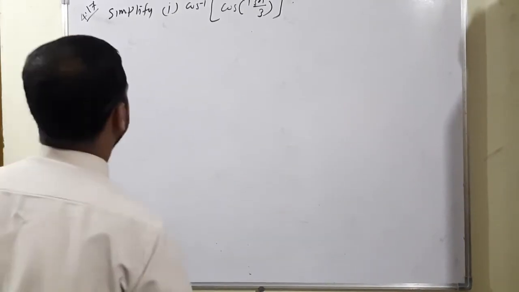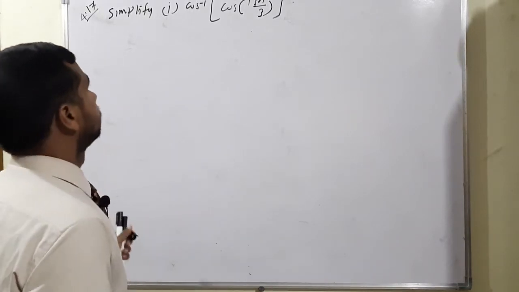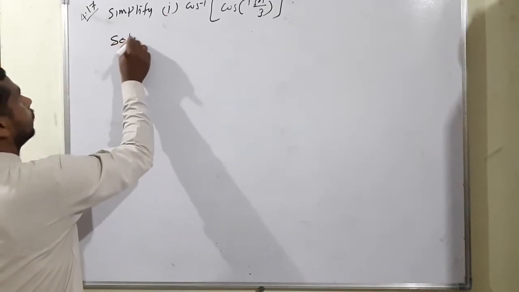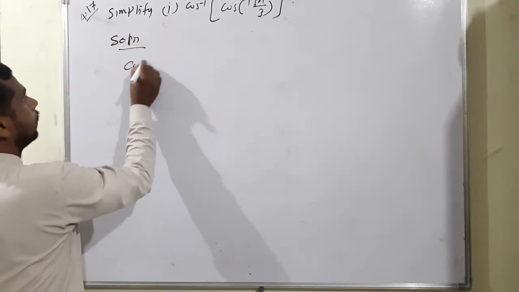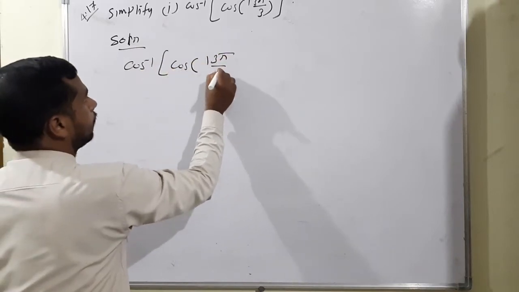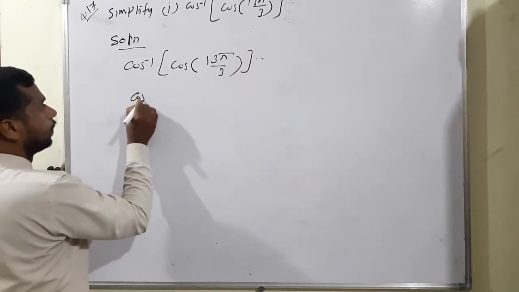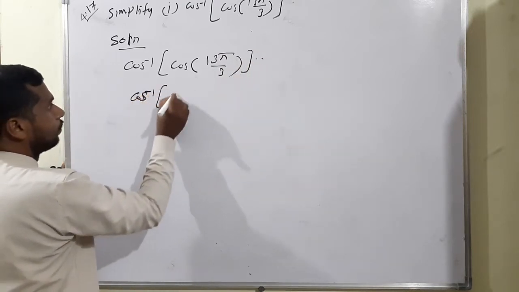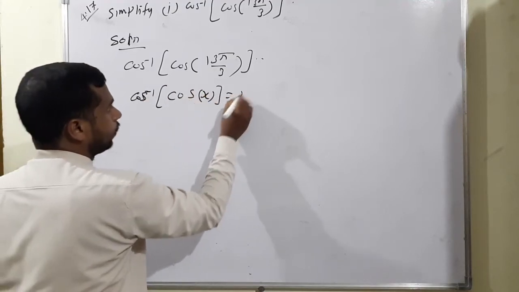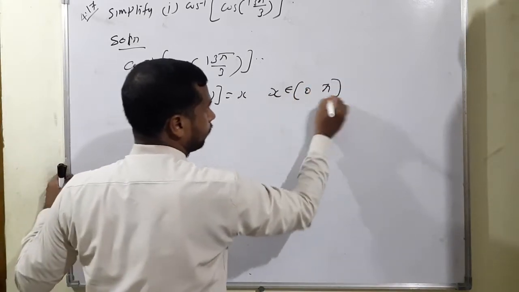Moving to example 4.17, actually there are 4 subdivisions. Okay, one by one we can discuss. Moving to subdivision 1, solution: cos inverse cos of 13 pi by 3. What is the main property? Cos inverse of cos x is equal to x, where x belongs to 0 to pi.